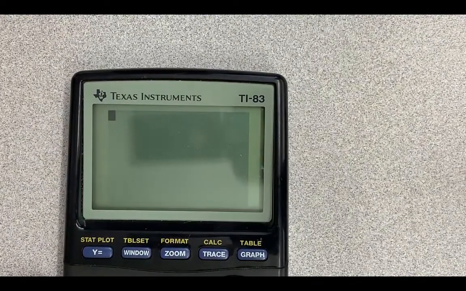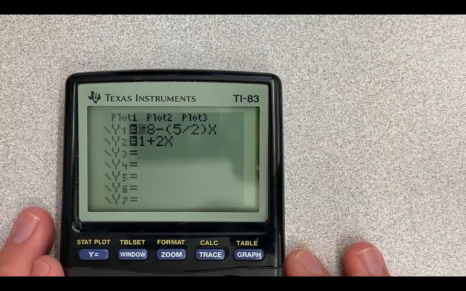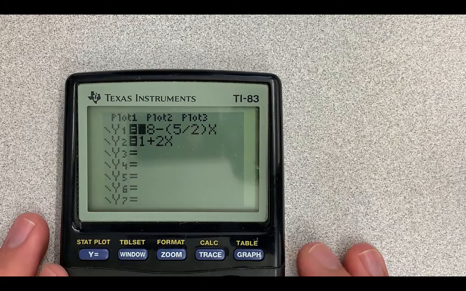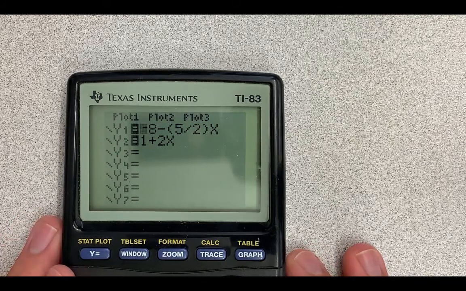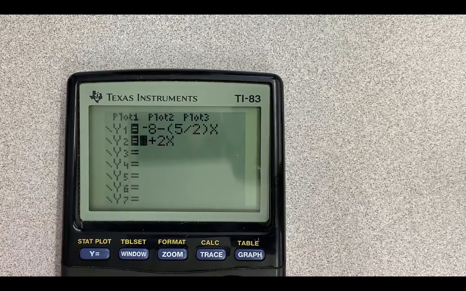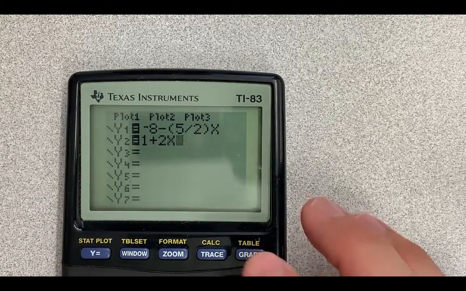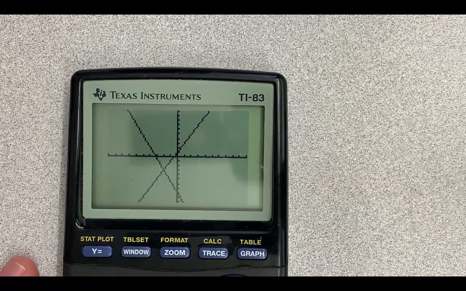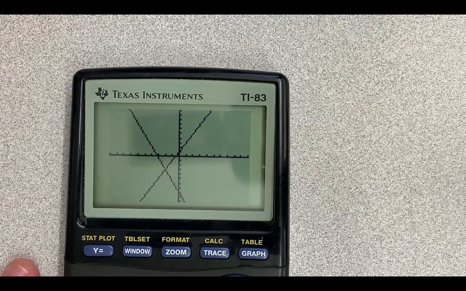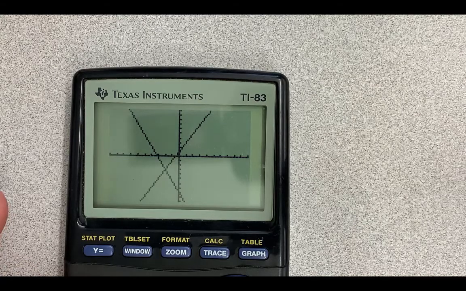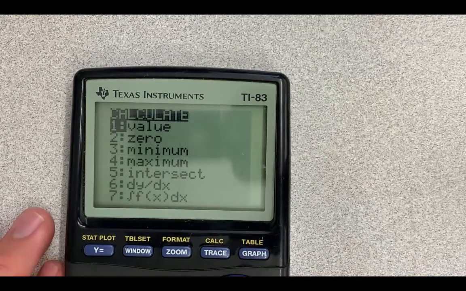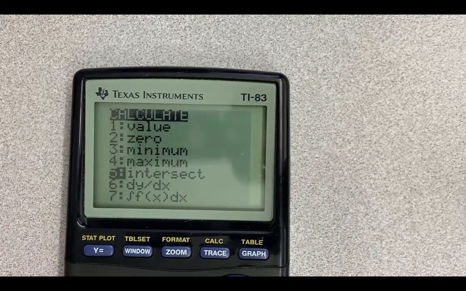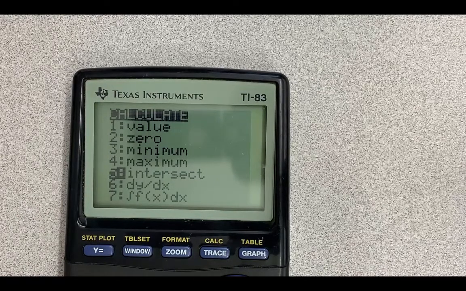So what we'll do here is, in the y equals, we are going to put each equation. Okay, so I have negative 8 minus 5 over 2x, and then I have 1 plus 2x, right? And so what I'm going to do then is hit graph, and you can see the lines graph right there. And the intersection of those two lines is the solution. So how do we find that? Well, we're going to go second, calculate, and we want to find the intersection. So we use the intersect command, which is number 5.